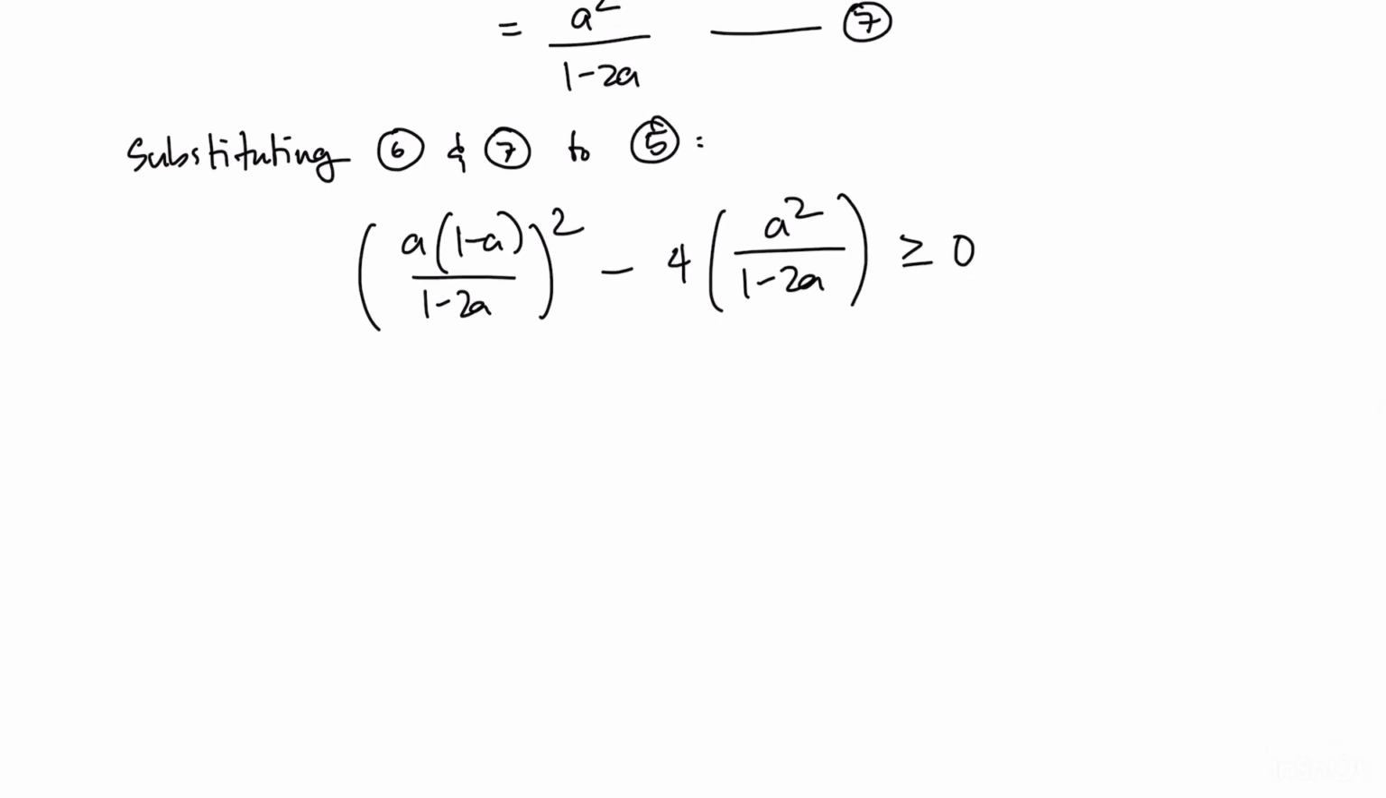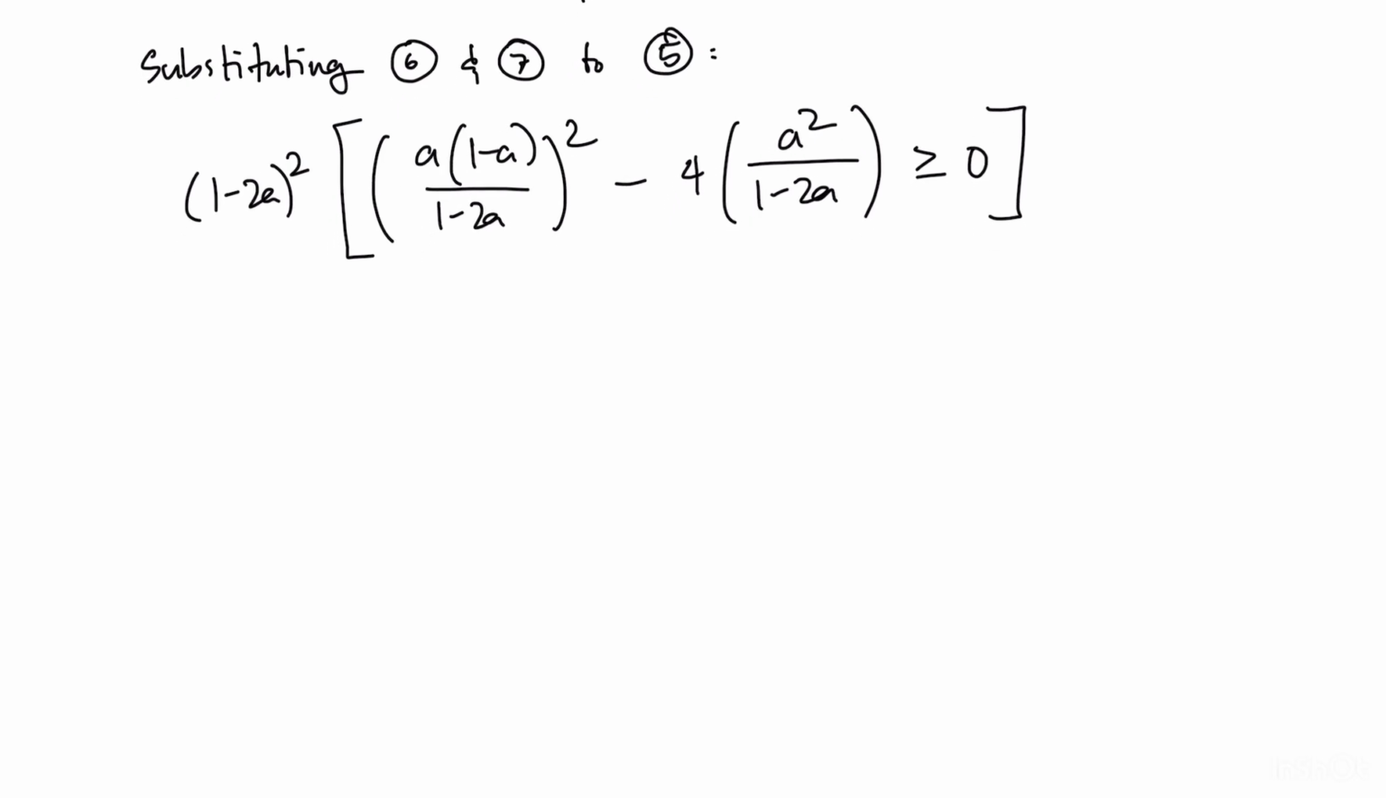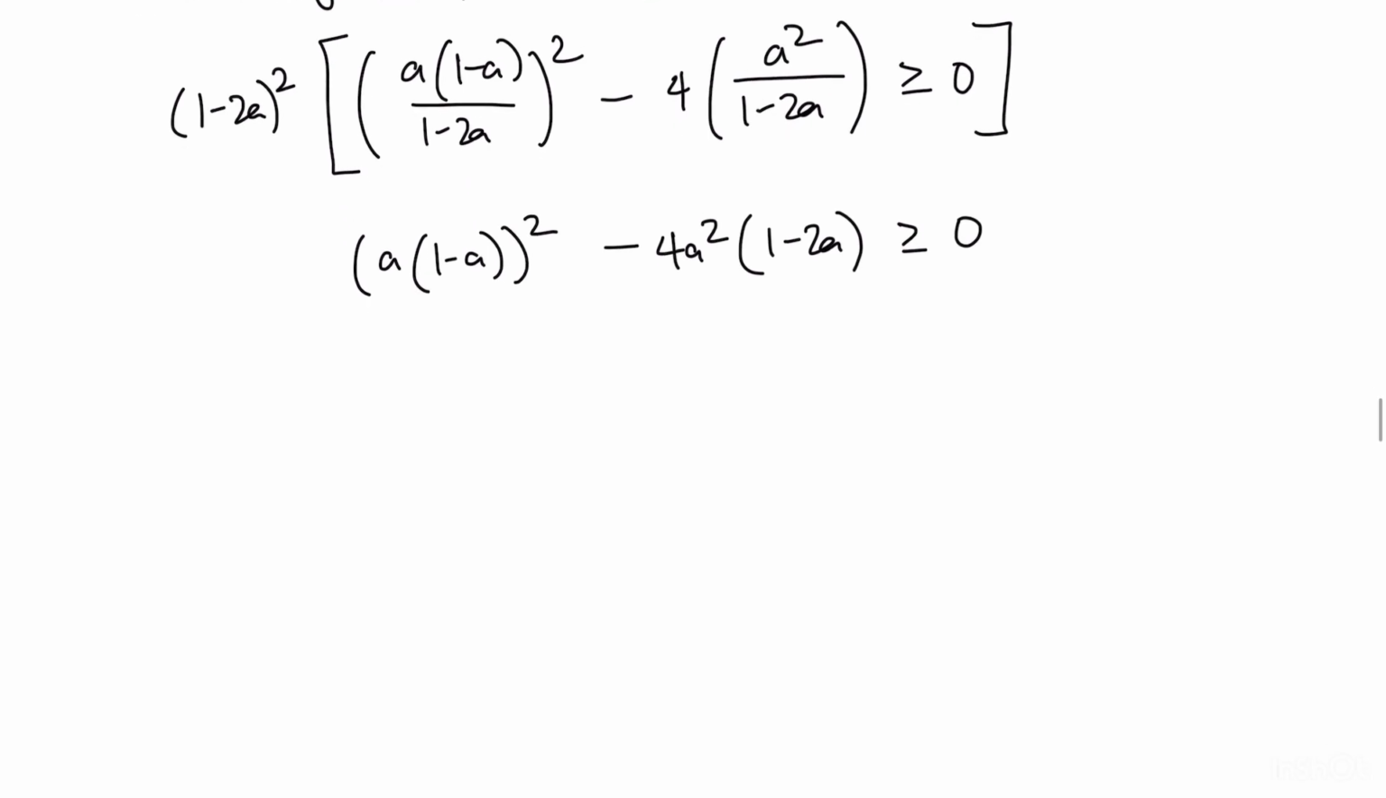Now, I'm going to multiply by (1 minus 2a) squared, so I'm just going to multiply this by the quantity (1 minus 2a) squared. Now, the left-hand side will become the quantity a times (1 minus a) squared minus 4a squared times the quantity (1 minus 2a), and the right-hand side will still be 0.